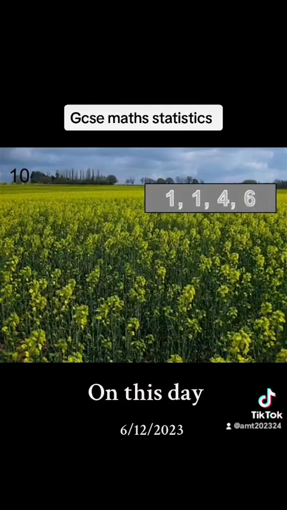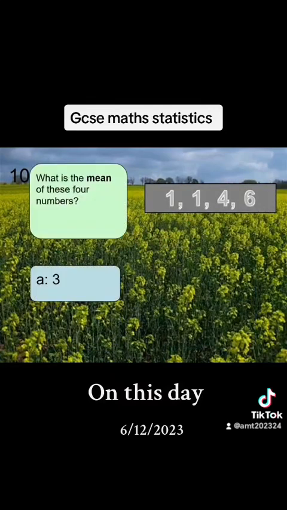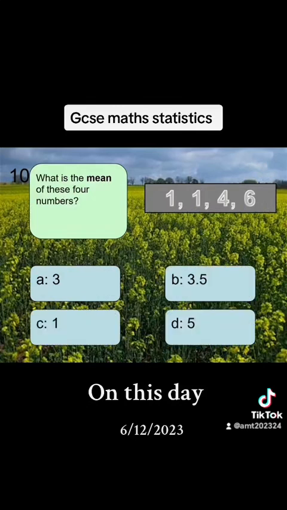Okay, question number 10. What is the mean of these 4 numbers? Is it A 3, B 3/5, C 1, D 5? So add up all the 4 numbers and then divide it by 4. 1 plus 1 is 2, plus the 4 is going to be 6. 6 plus 6 is going to be 12. 12 divided by 4, 12 quarters is going to equal the number 3. That's going to be option A.